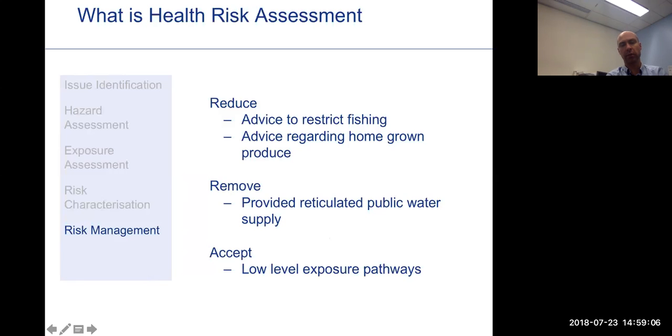We, as in the government as a whole, provided a reticulated public water supply, so people didn't have to drink the water anymore. And for some pathways, there were really low levels of exposure. Someone mentioned the dust, the inhalation. It's exceptionally low from all the modelled information. For that, you would always try and suppress the dust, more so because dust and air quality in general have health impacts beyond the PFAS. But essentially, for some of those really low pathways, you have to accept that the risk is really low.